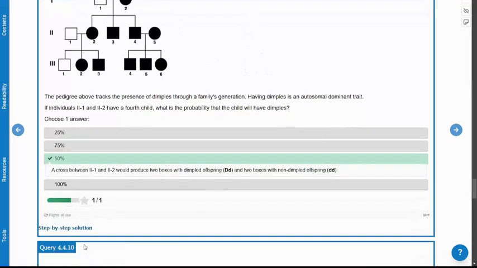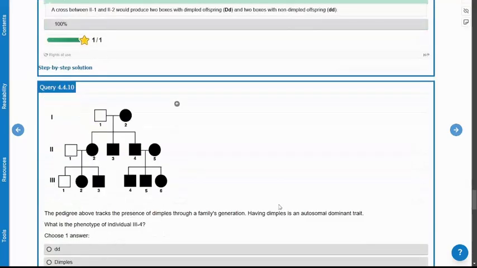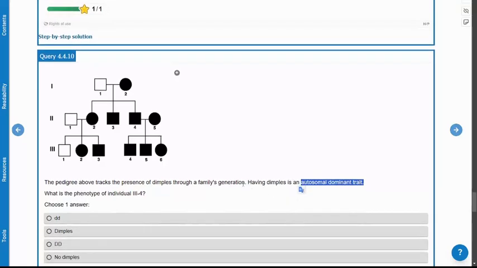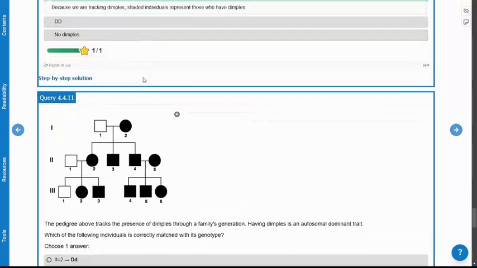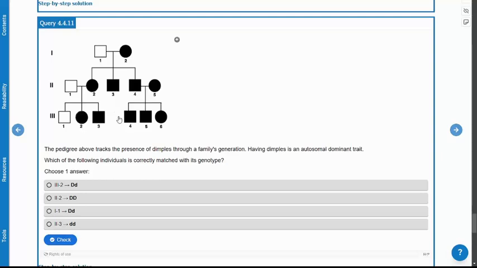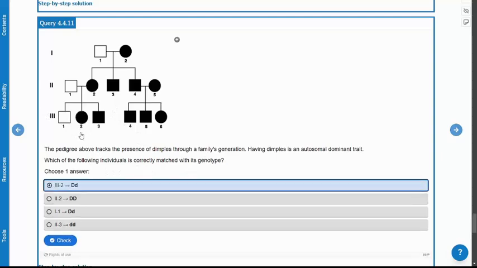Right, exactly. Alright, the same thing, autosomal dominant. Remember guys, autosomal is just a normal monohybrid cross. Phenotype, individual 3-4. Okay, so that has it, because look, it's colored in, so it means they have this trait. That's really simple. I don't know why they're asking this question. Which of the following is correct? Okay, so let's see. 3-2. Match with that. Yeah, that's correct right away.